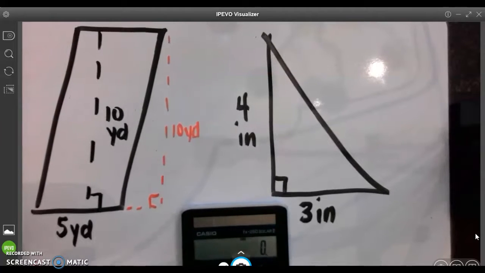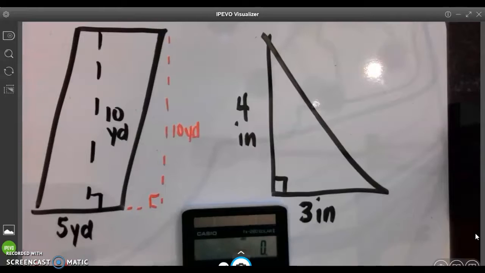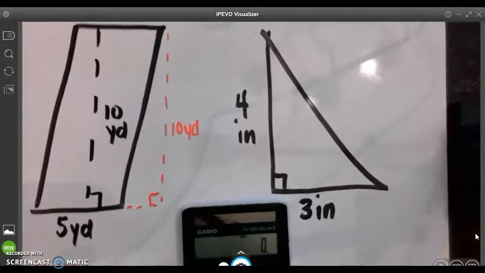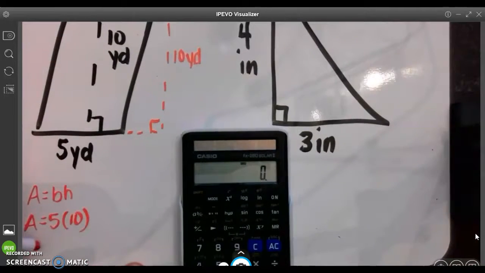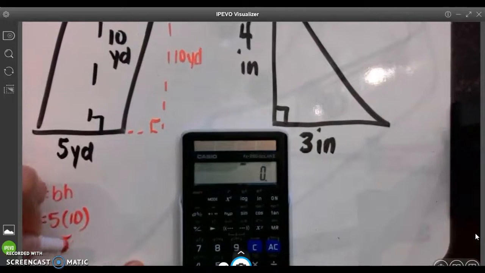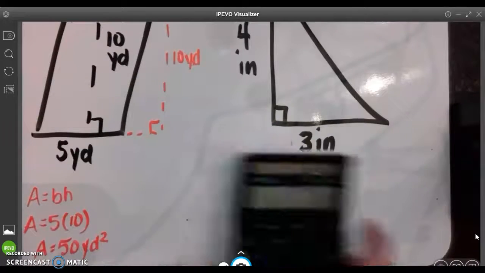So I'm going to plug that in. Oh, you can't see any of that. Hold on just a second. There we go. Area equals base times height. So the base is 5, so area equals 5 times 10. So the area of that is 50 yards squared. The yards squared will be there for you, and at this point you're pretty familiar with IXL. You just type in the 50, hit enter, hit submit, and then you have your answer.